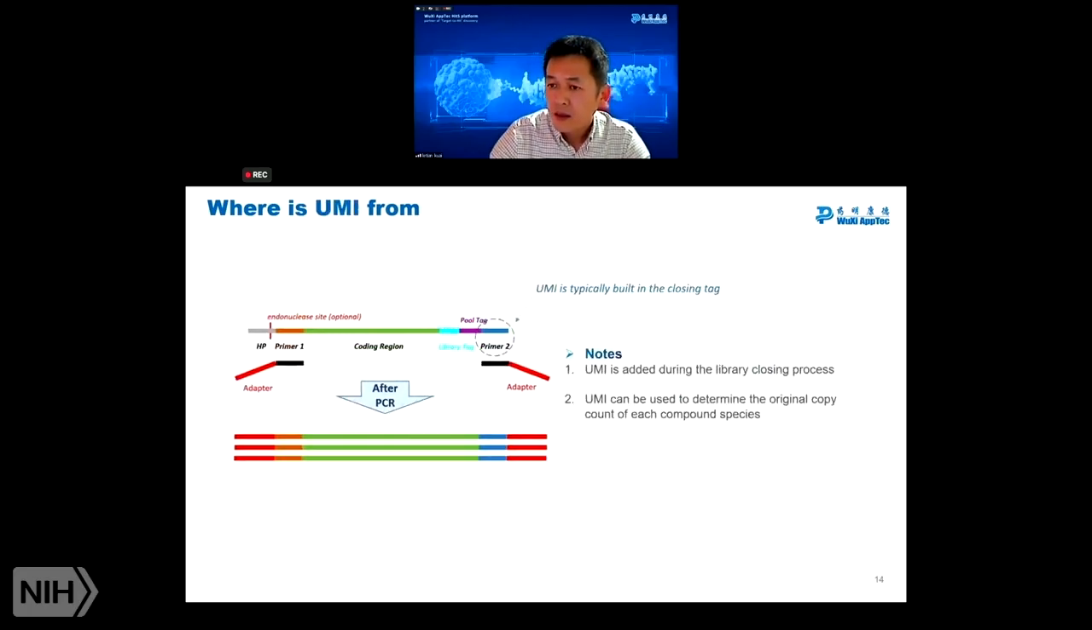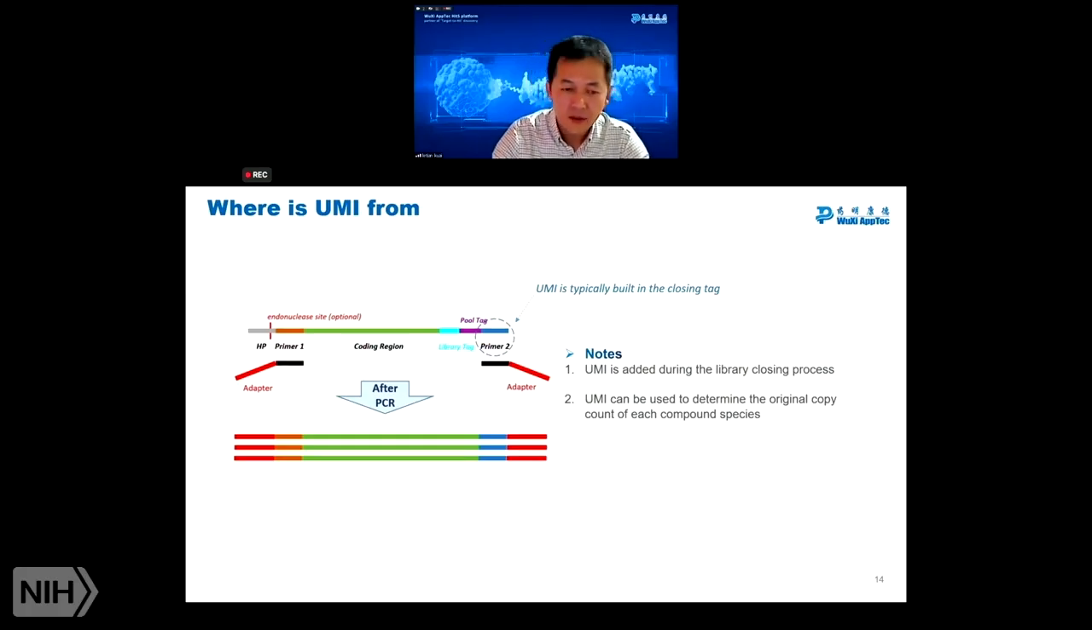Now we come to the most important part, the UMI. Svetlana already explained the UMI. It's also known as a degenerate region. The aim is to make every single library molecule a unique sequence.